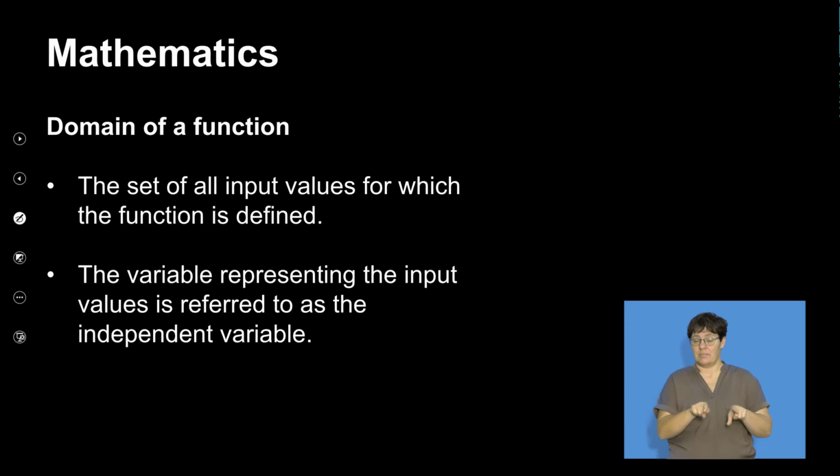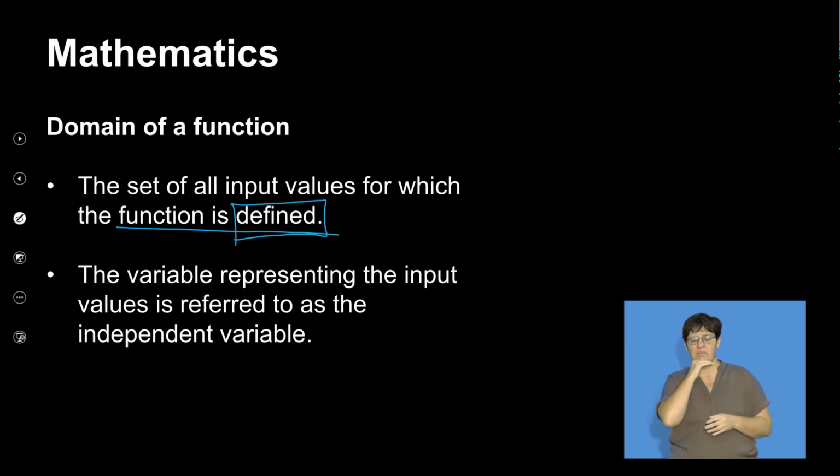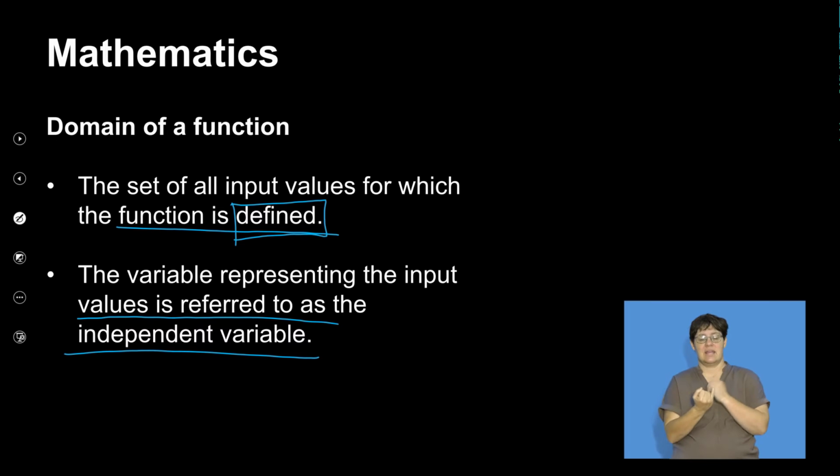Also, the domain of a function will be the set of all the input values for which the function is defined, right? When I talk about the function being defined, it means where the function can go, where it can cross, where it can intersect. And then the variable that is representing the input values is normally referred to as the independent variable, which is normally on the x-axis, right?